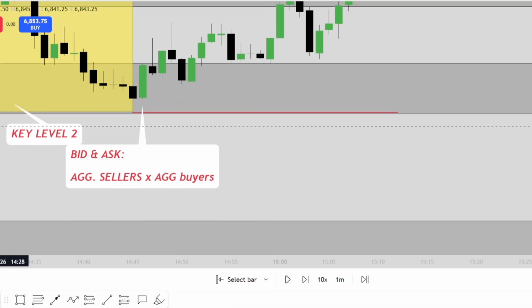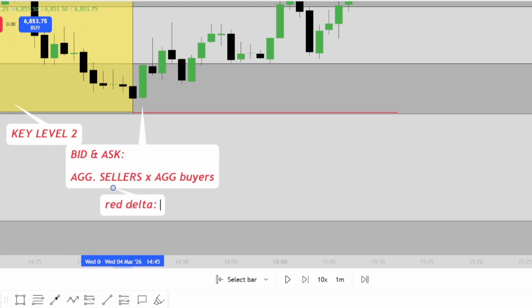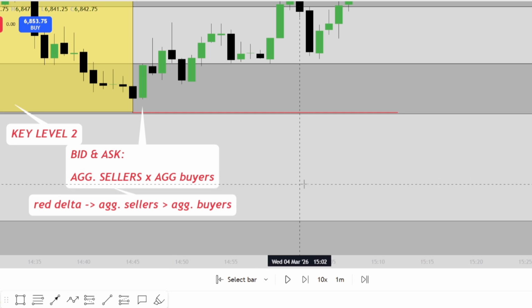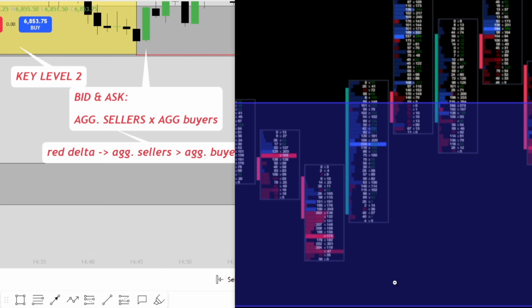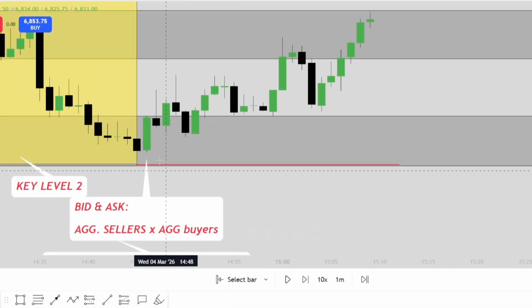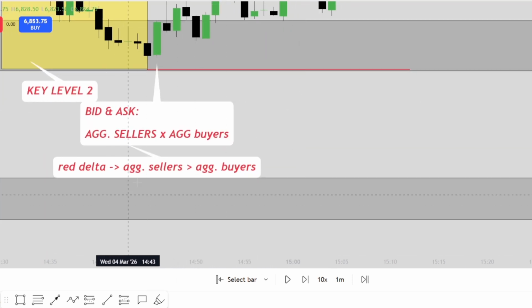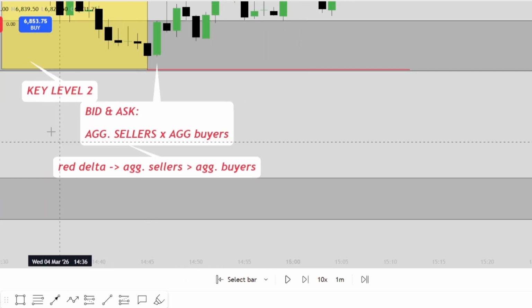What we can see here is a lot of red delta. Delta, for those who don't know what that is, red delta just means that there are more aggressive sellers than aggressive buyers. This is the fundamentals of order flow. Once you understand that, what we begin to see here is moves up, moves up here, moves up here. When you look at this, we see red delta, more aggressive sellers than aggressive buyers.